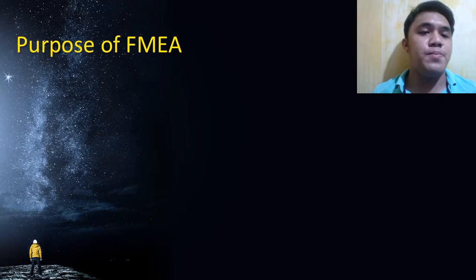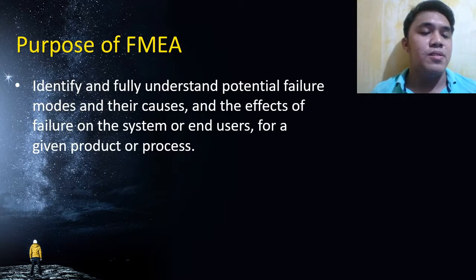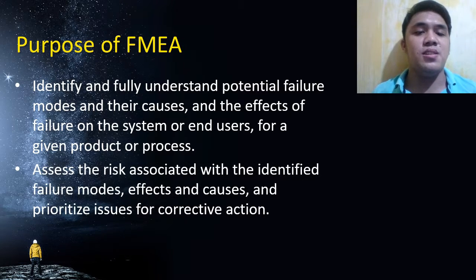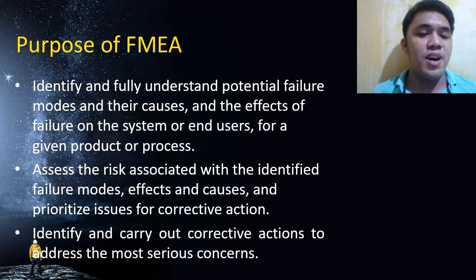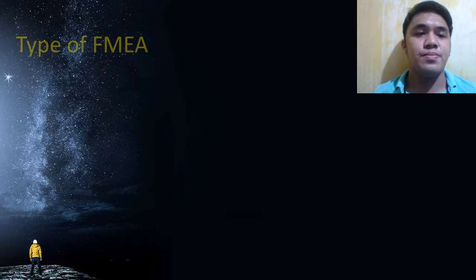So, what are the purposes of FMEA? To identify and fully understand potential failure modes and their causes, and the effects of a failure on the system or end users for a given product or process. To assess the risks associated with identified failure modes, effects, and causes, and prioritize issues for corrective action. To identify and carry out corrective actions to address the most serious concerns.